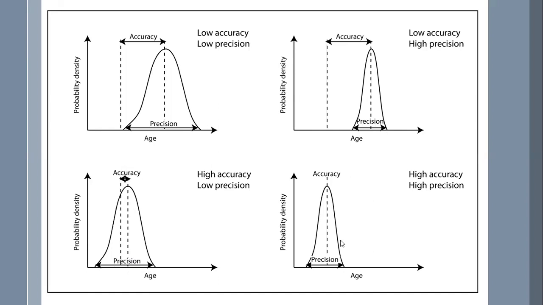So, repeat again. Accuracy is affected by what? Is accuracy affected by systematic error or random error? Anyone? Accuracy is affected by systematic error. Precision is affected by random error. Put that in your mind.